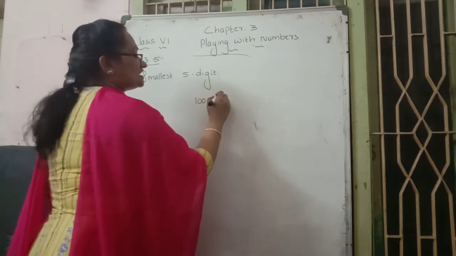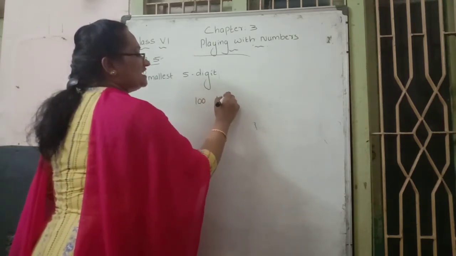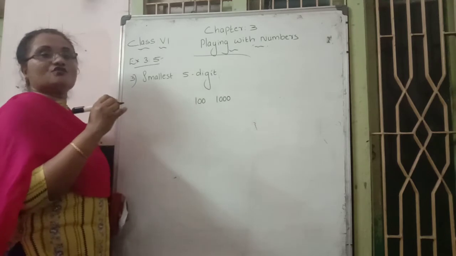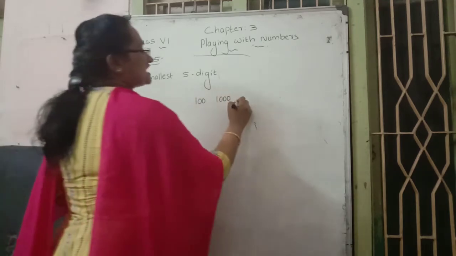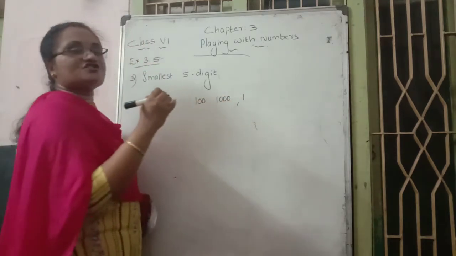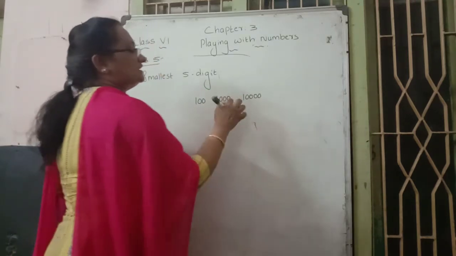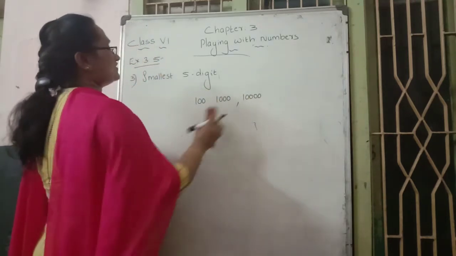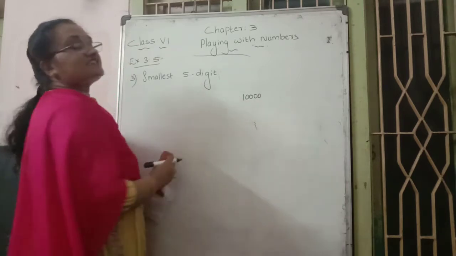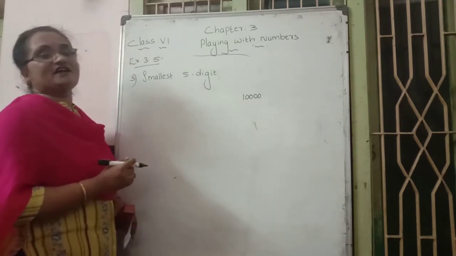If they ask for the smallest 4-digit number, put 1 and 3 zeros, a 4-digit number. When asking for a 5-digit number, put 1 and how many zeros? 4 zeros. Keeping them, we get a 5-digit number. So which number is our 5-digit number? 10,000 is the smallest 5-digit number.